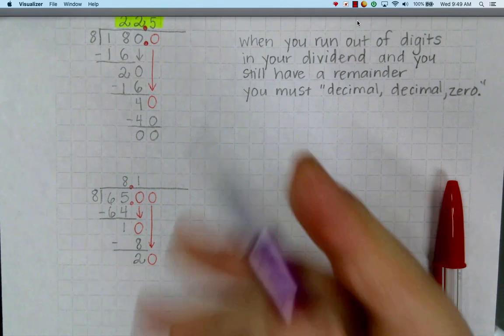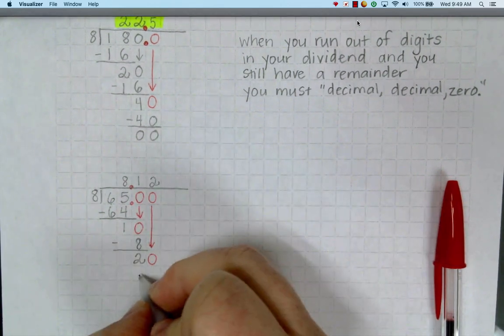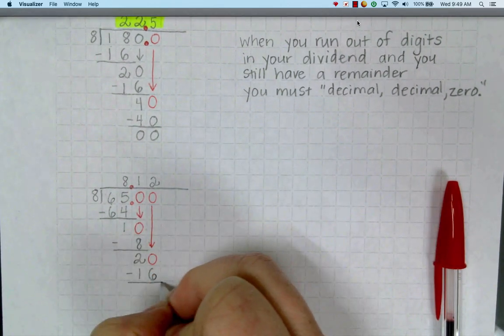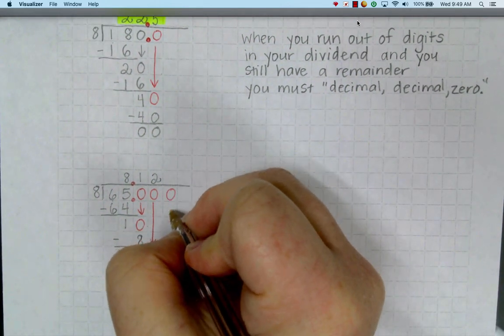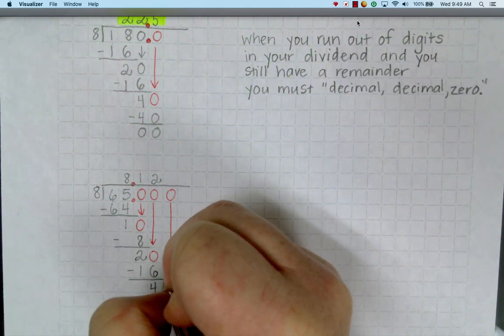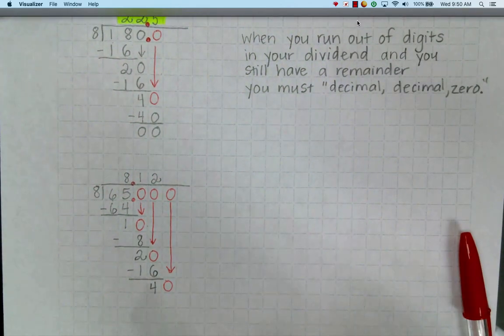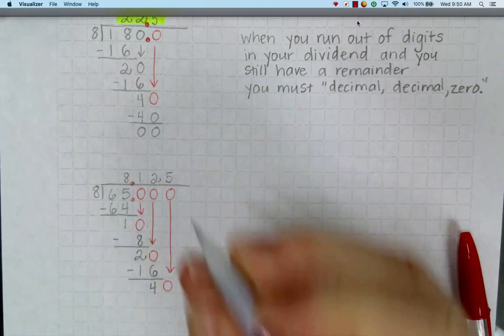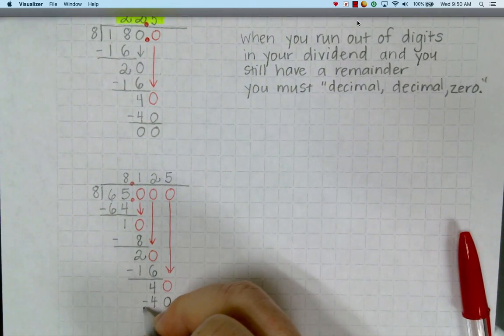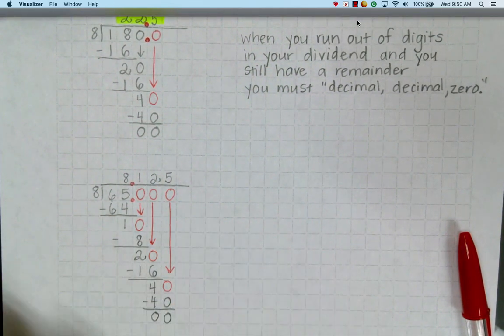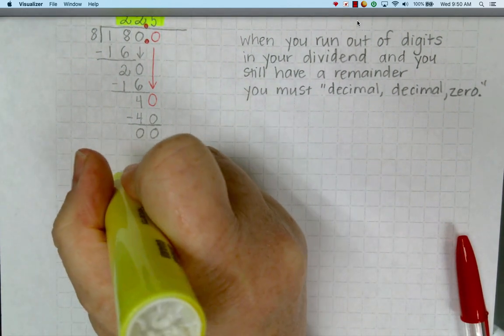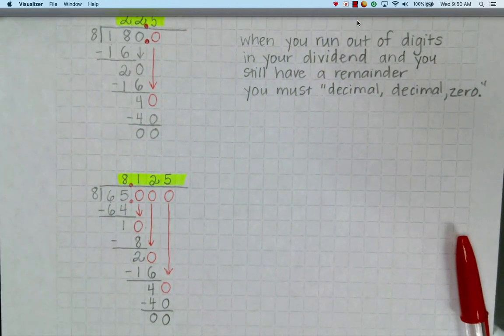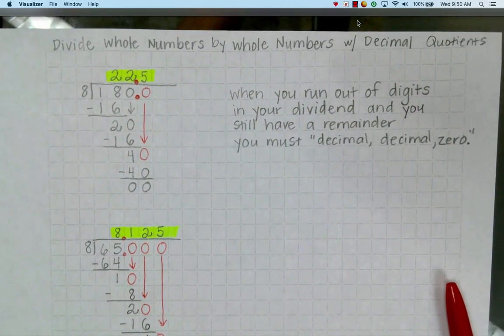Okay, 8 times 2 is 16. Subtract. Still have a remainder. Keep adding the 0. 8 goes into 40 5 times. Know our facts. So at this point, the remainder is 0. Okay, and our quotient is 8 and 125 thousandths. That is it. Easy peasy lemon squeezy.